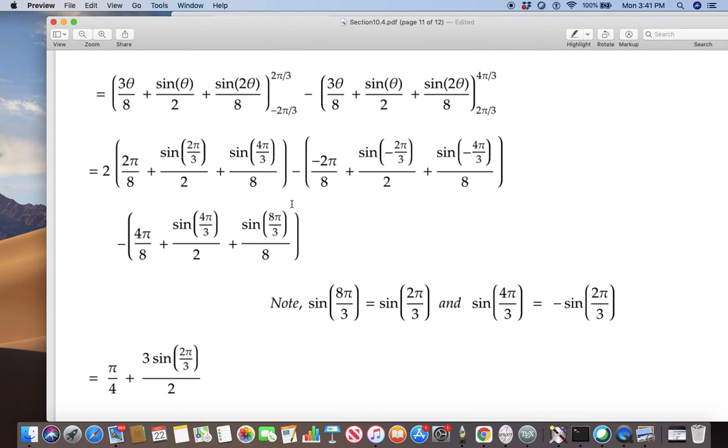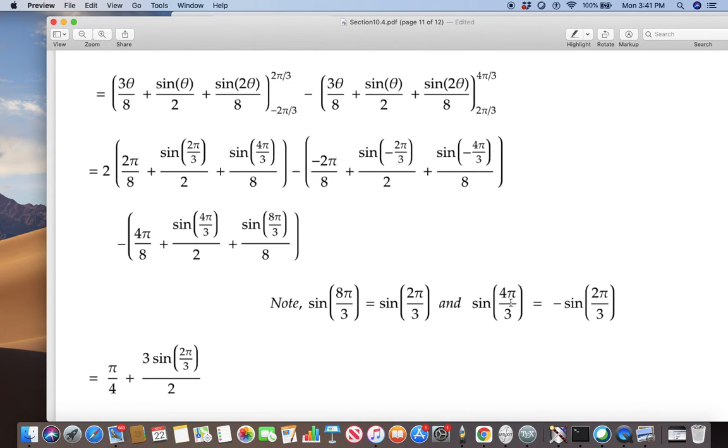Now in some places I have 8 pi over 3. Where did that 8 come from? Well, it's 2 theta. When theta is 4 pi over 3, twice of that is 8 pi over 3. Likewise, I have theta 4 pi over 3 here and here. The main thing to note: 8 pi over 3 is coterminal with 2 pi over 3. That is, they represent the same point. Therefore, sine is going to give you the same value.